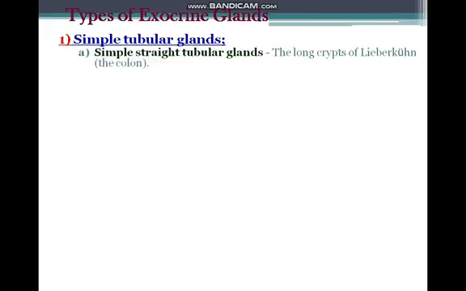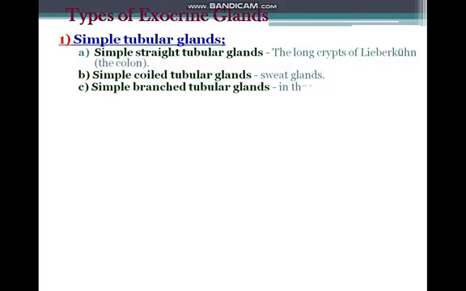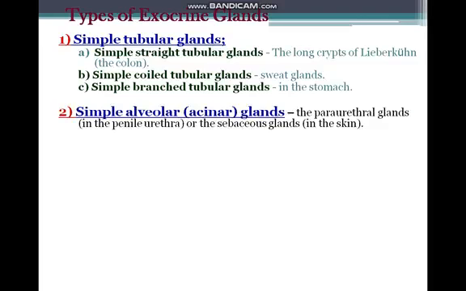Simple tubular glands, which are found in the intestine or in the colon, called crypts of Lieberkühn, are an example of simple tubular glands. Simple coiled tubular glands, such as the sweat gland in the skin. Simple branched tubular glands, such as in the stomach, intestinal gland, and we have simple alveolar or acinar glands, such as in the paraurethral gland in the penile urethra, or the sebaceous gland in the skin.